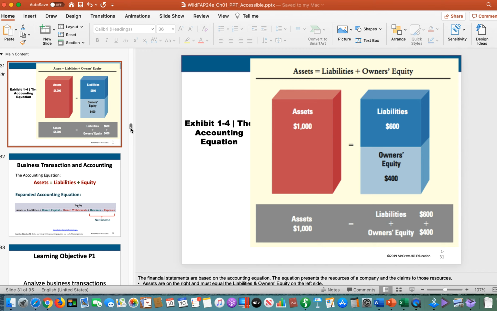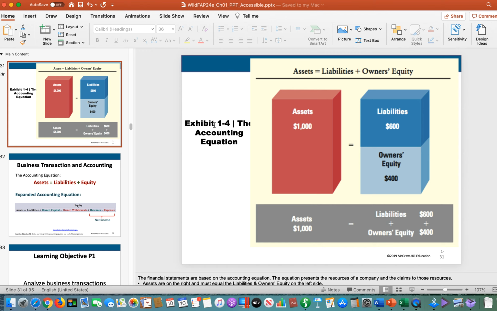Think of it this way. You see the formula at the top, the equation here? Assets equals liabilities plus owner's equity. Think of it as buying a house. Let's say you have a $200,000 house. That's your asset, $200,000. You borrowed $150,000 mortgage, that's liability, plus you put 50 grand of your own. So the $200,000 house equals the $150,000 mortgage liability plus your $50,000, which is your equity.